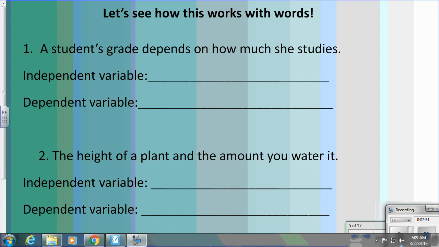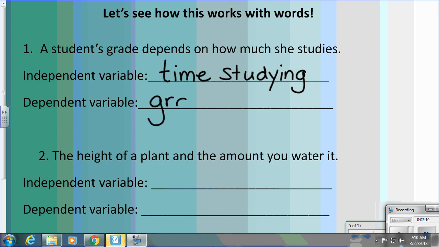Student's grade depends on how much she studies. So what's happening, independent of everything else, is how much time she is studying. What depends on how much time she studies is the grade.